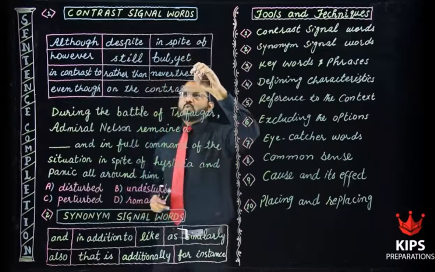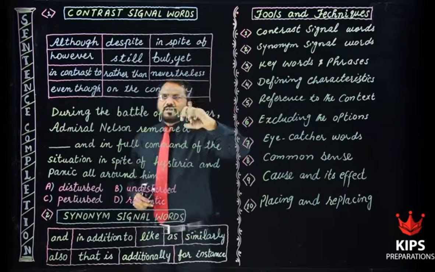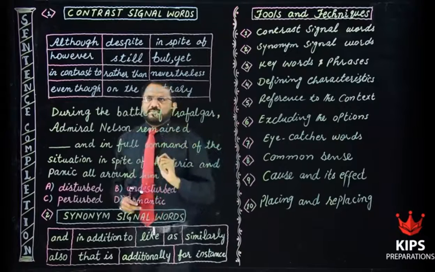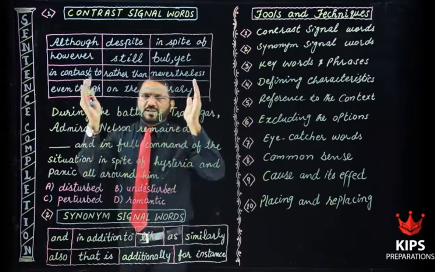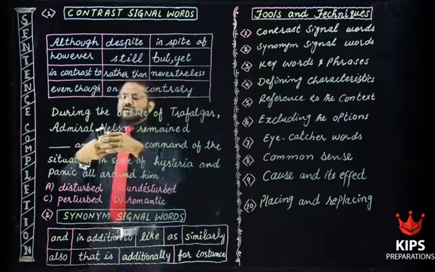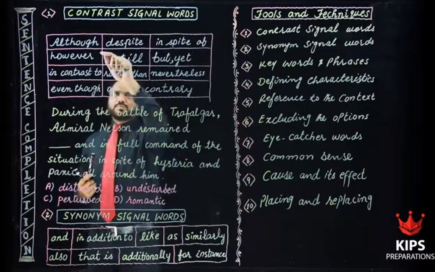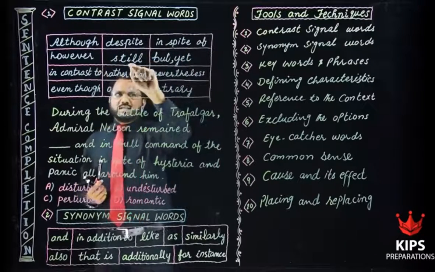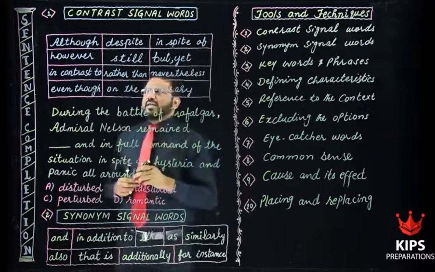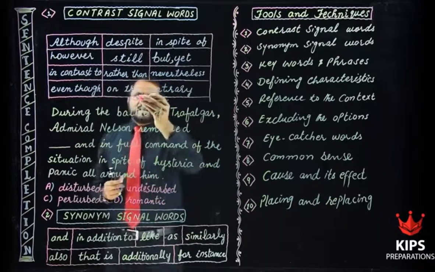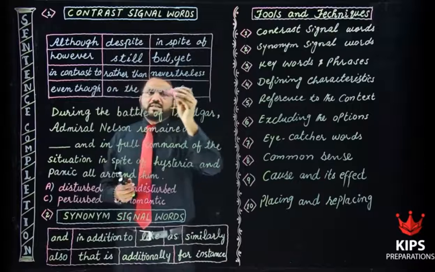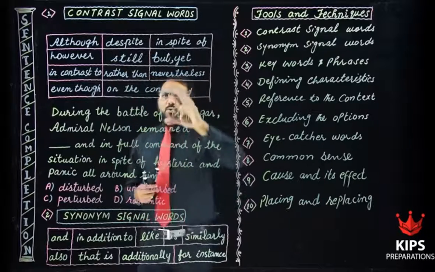These are the words which give you a hint that two such words are going to be used as are opposite in meaning. Here is the list of the contrast signal words. For example, although, despite, in spite of, however, still, but, yet, in contrast to, rather than, nevertheless, even though, on the contrary.